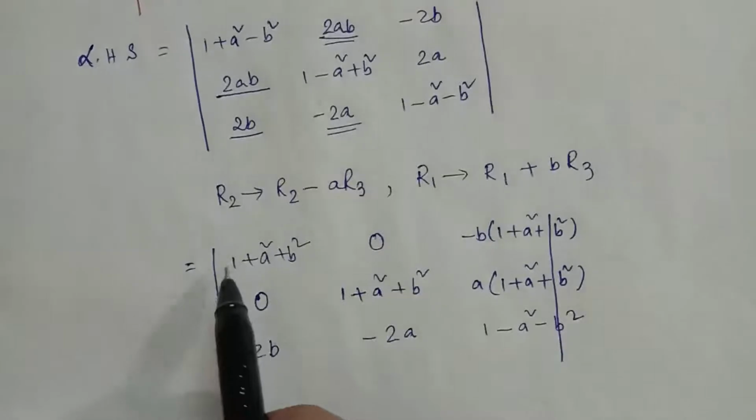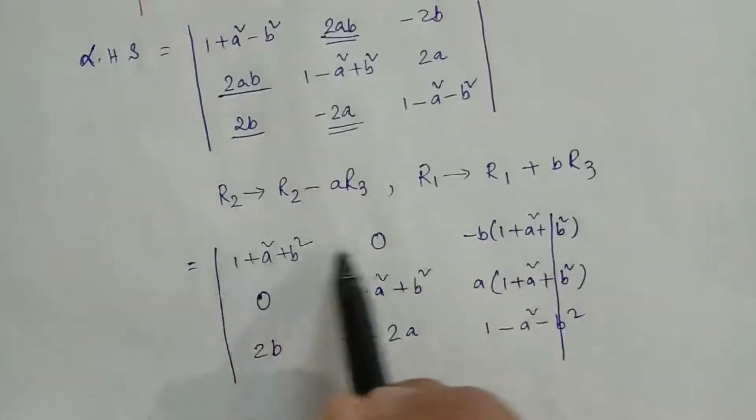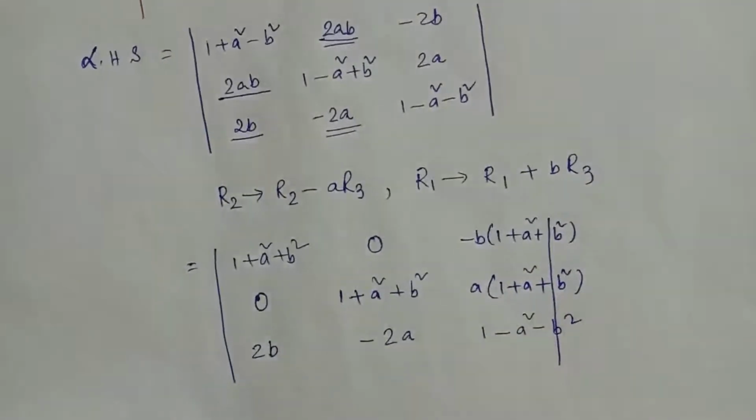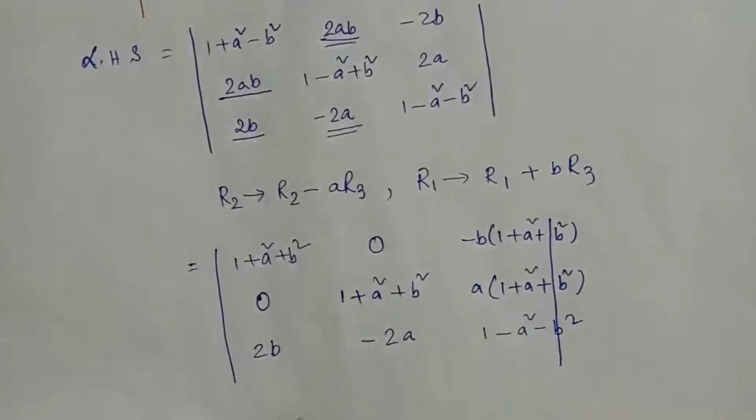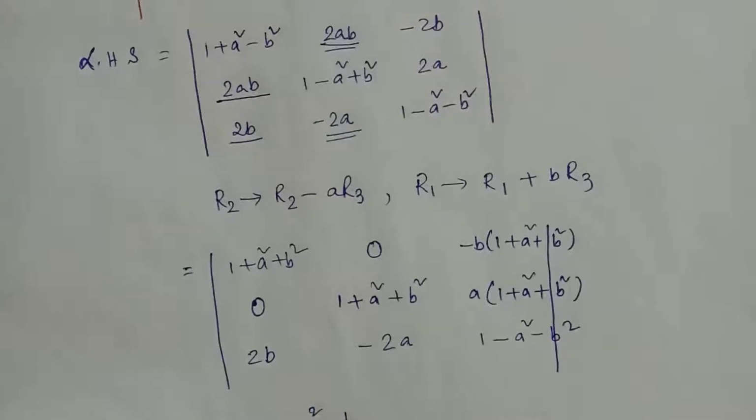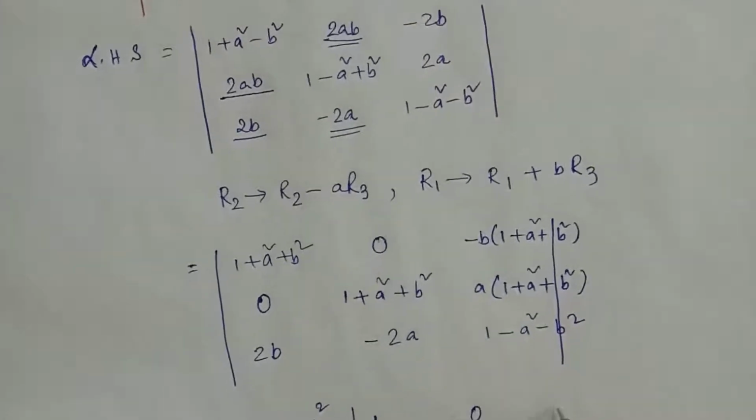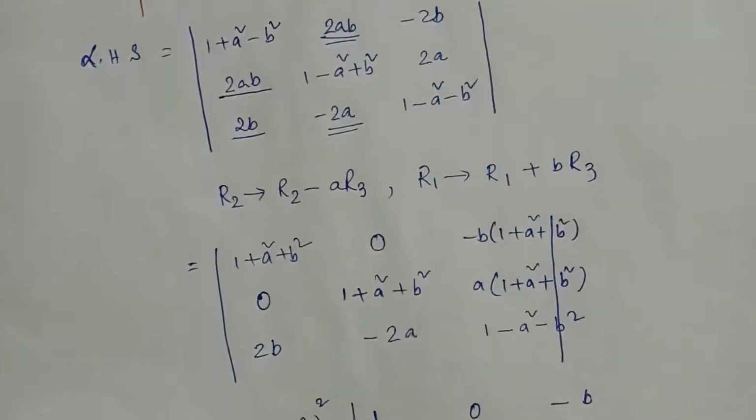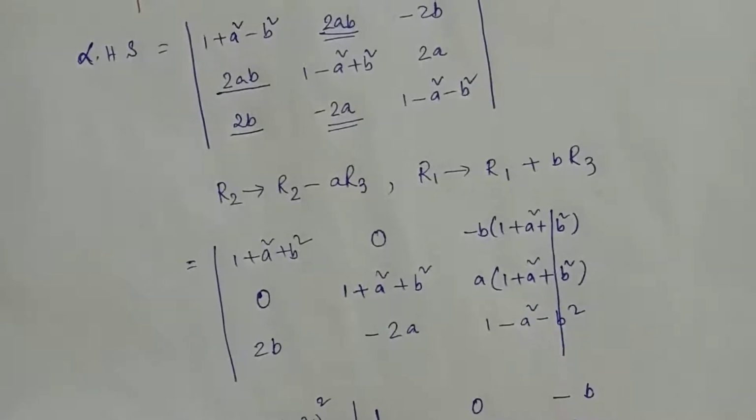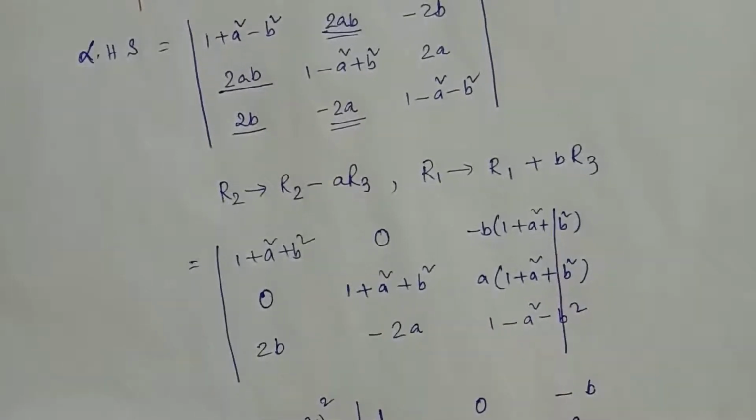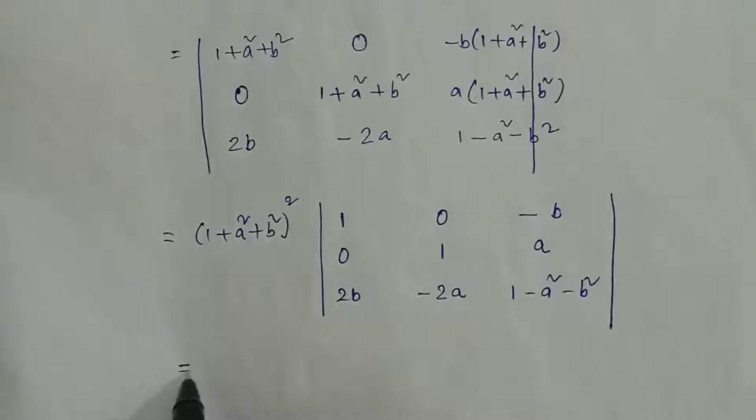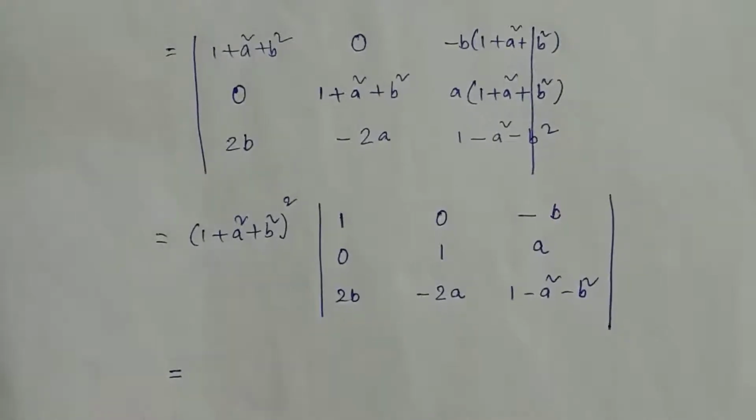Now you can see, from the first row we can take 1 plus a square plus b square common, and from the second row also we can take 1 plus a square plus b square common, so it will be (1 plus a square plus b square) whole square. Our first row will become 1, 0, minus b. Our second row will become 0, 1 and a. In the third row nothing is common, so the third row will be this. Now we can expand in this step, or we can do one more thing.